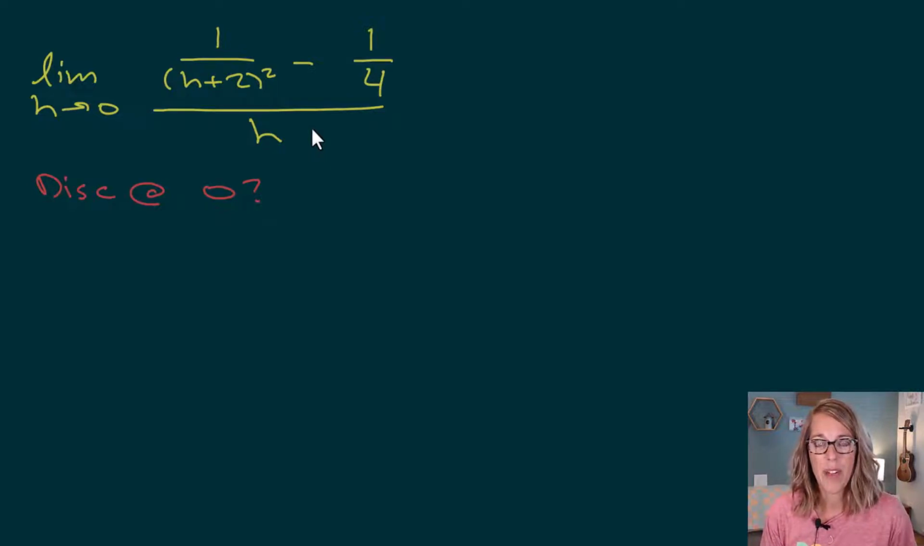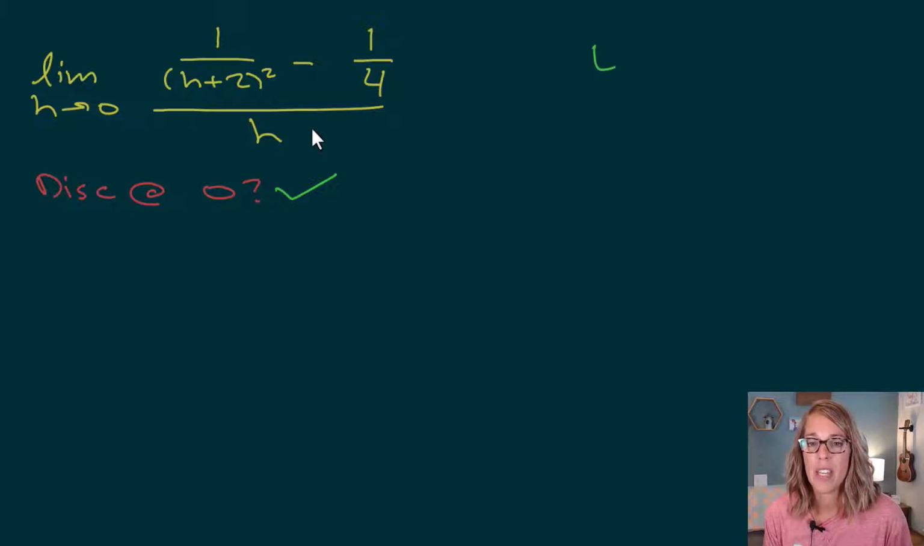In this first example, we've got a rational function with a fraction in it, so a complex rational expression, and we do notice that it's discontinuous at 0. So we want to go ahead and simplify what we've got. I'm going to simplify this by eliminating our denominators.